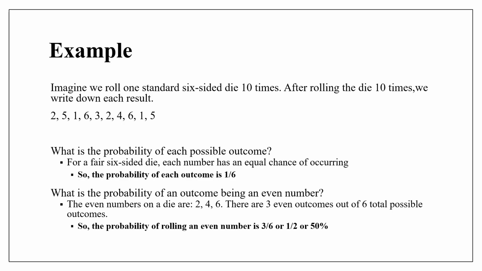Well, for a fair 6-sided die, each number has an equal chance of occurring because each side is going to represent one individual outcome: 1, 2, 3, 4, 5, 6. So the probability of each outcome is going to be 1 out of 6, because every time you roll the die it is going to be odds of 1 out of 6. The number can only come up once in each individual event.